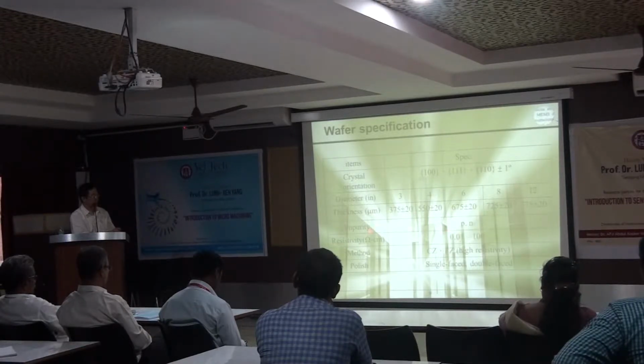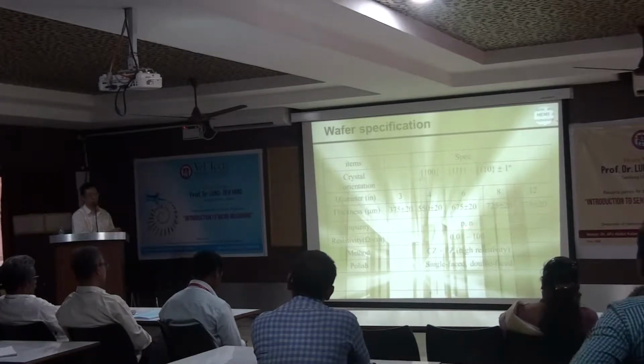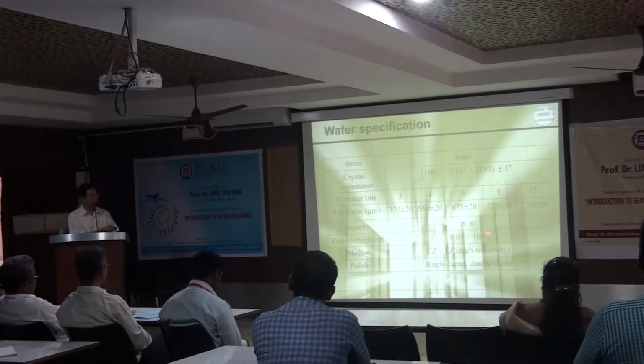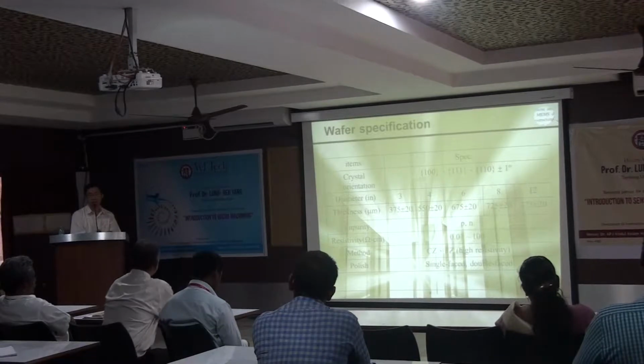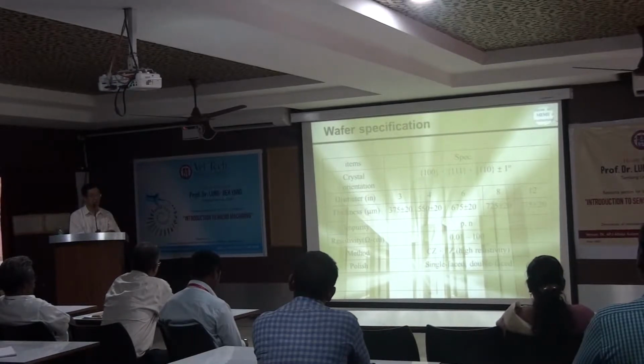Impurity, 2 kinds of impurity, P-type or N-type. It depends on the dopant impurity inside. If you have P-type, P-type means you have boron inside. If N-type, it means you have phosphorus inside. So P-type or N-type, you should order.